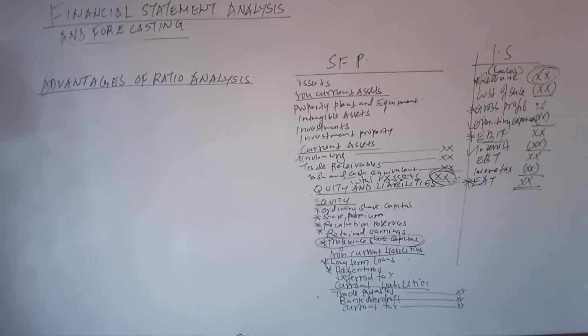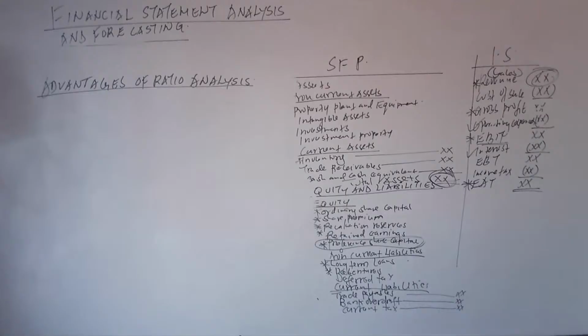And finally, ratios are used to determine the value of the company, i.e., valuation ratios. Then we look at the disadvantages of ratio analysis.